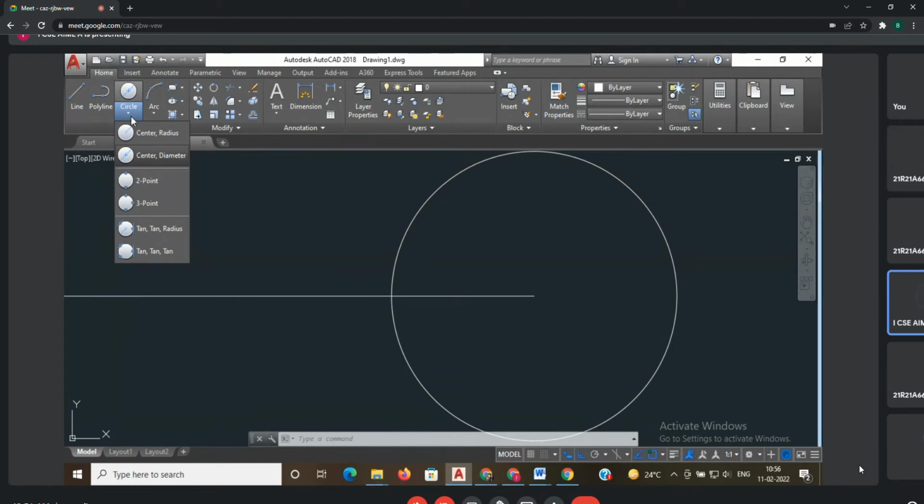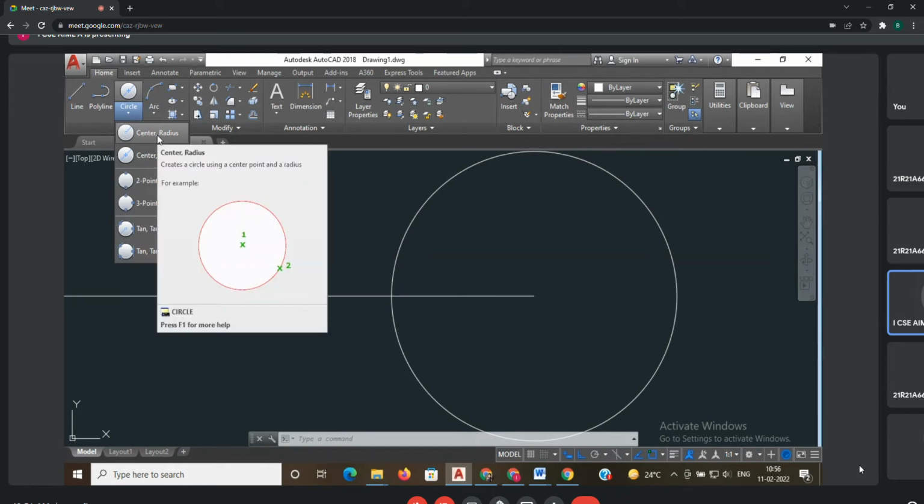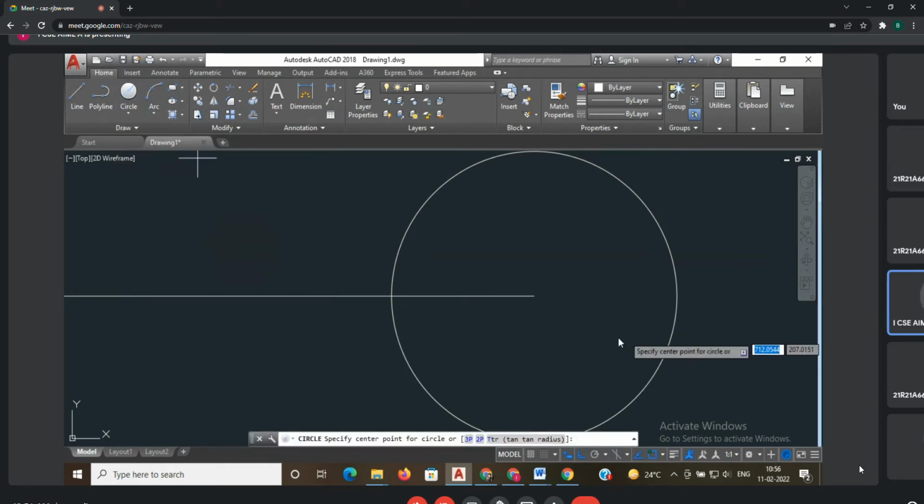2-point method. Why? Because if you select center and radius, we don't have the center. Suppose with center and radius I select this one as my center, otherwise I will select this one as my center. Then our problem will go wrong. That's why, as we don't have the center here, we have to select the 2-point method.